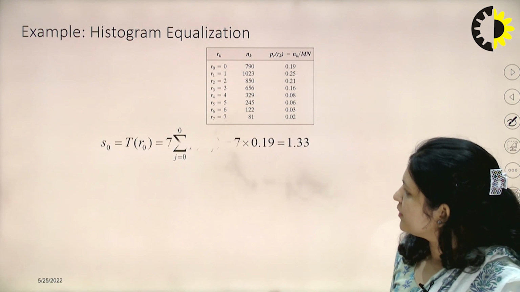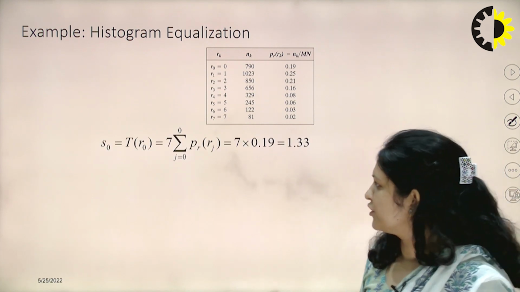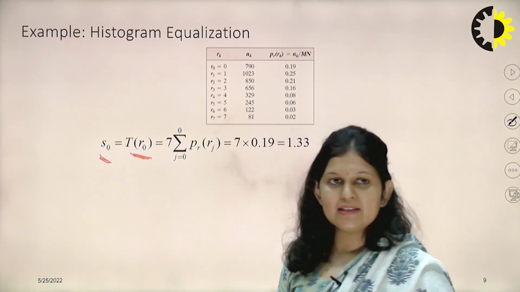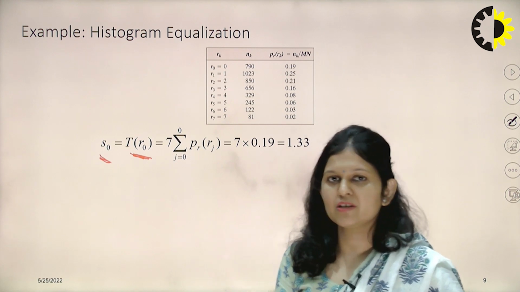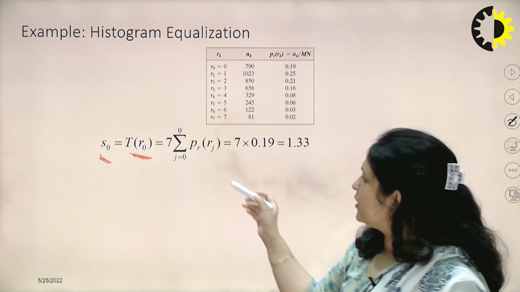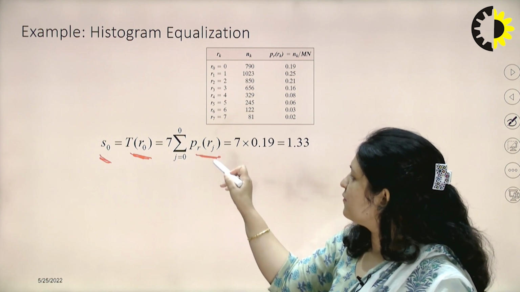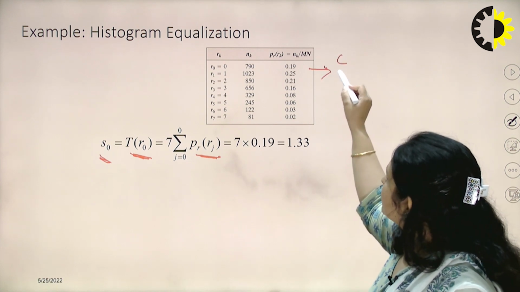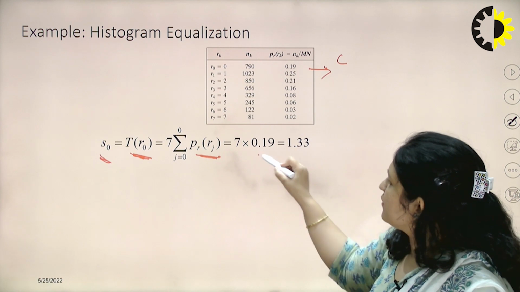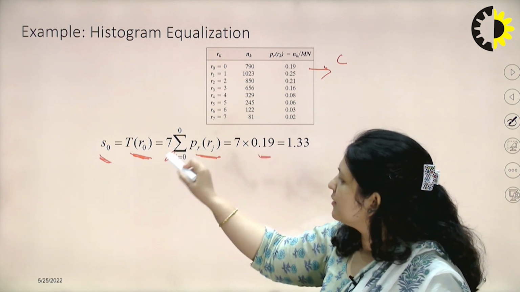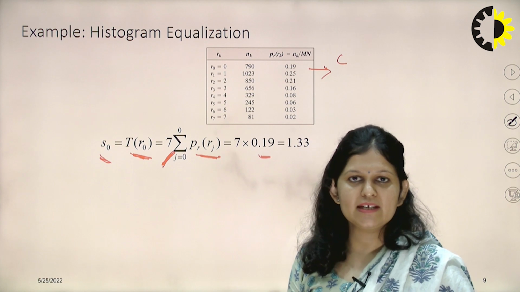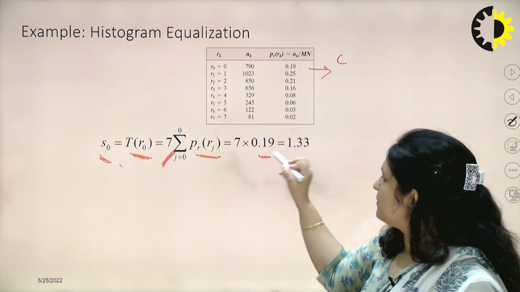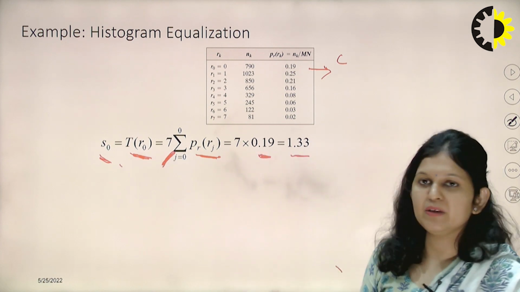So for this particular, we calculate the new transformation function, that is T of R0, that is S0, the new intensity value that would give us almost the uniform distribution of the intensity values. It would be equal to the summation of PR of Rj. This is nothing but the cumulative of this. So for the first one it would be 0.19. We will multiply it with the maximum level intensity value, that is L-1, 7. So here S0 would be equal to 7 multiplied by 0.19. This would give me 1.33.